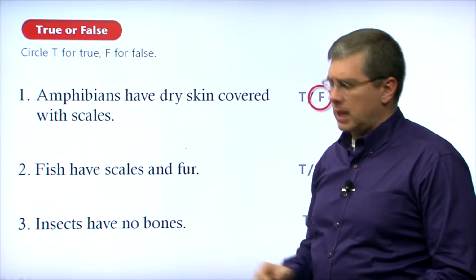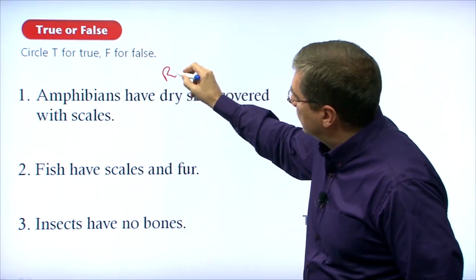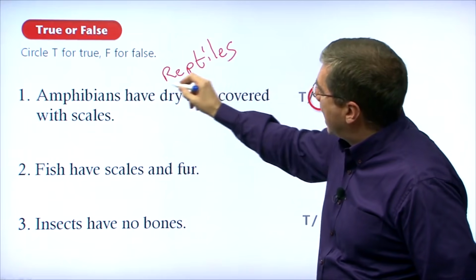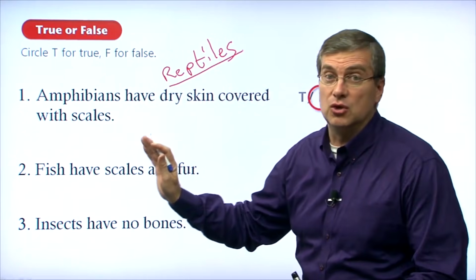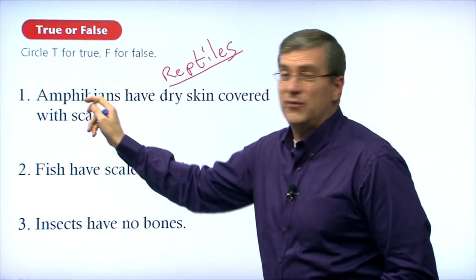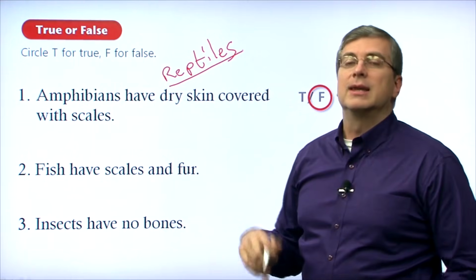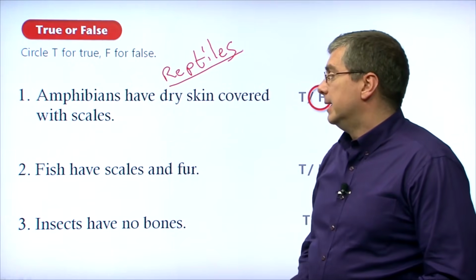What has dry skin covered with scales? Reptiles. So if we changed it, if we said reptiles, that would be okay. Reptiles have dry skin covered with scales. That would be true. But no, the sentence says amphibians, so that's false. Amphibians don't have dry skin. They have smooth, wet skin. Okay, let's move on to number 2.